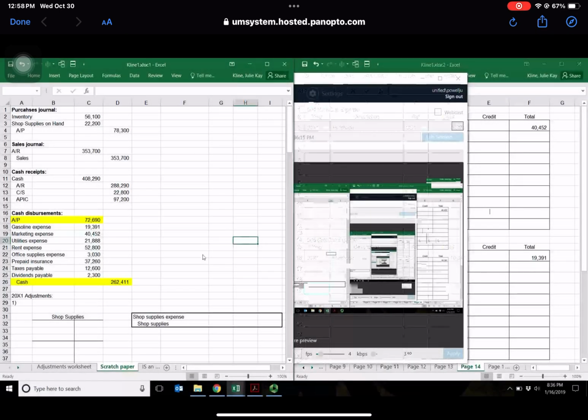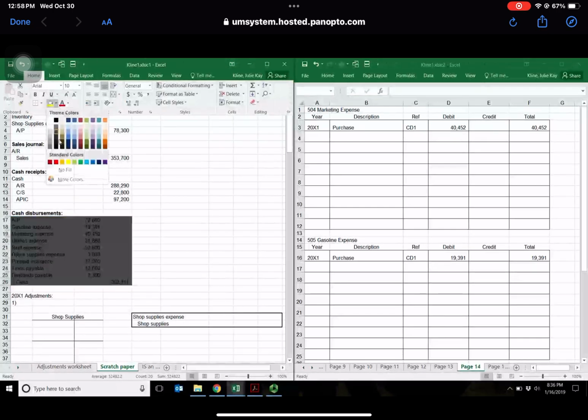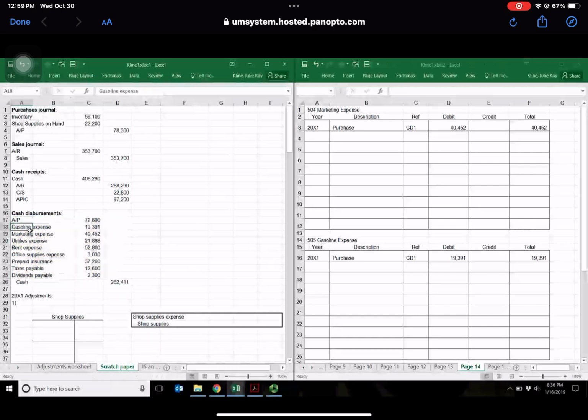Okay, in this lecture we're going to pick back up with posting our cash disbursements journal to our ledger. So we've already done AP and we've already posted cash, the two highlighted here. Now we need to post all the other debits. So I've already done this so you can see what it looks like.